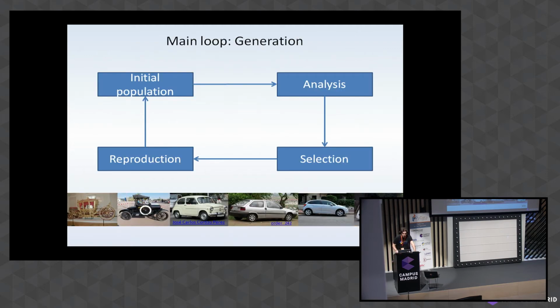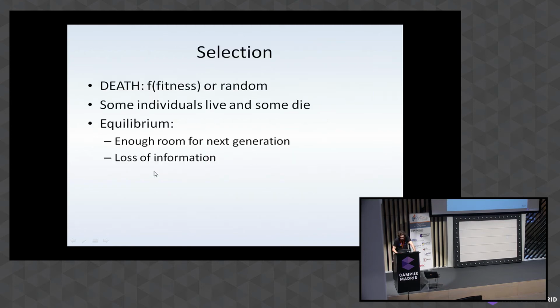So every loop is called a generation, because it's like a generation of animals or persons or whatever. We start with a population, then we analyze the population, we select and kill individuals, and then we reproduce the survivors in order to get a new population. Okay, the selection can be selecting the most fit, or it can be random. And we have to make an equilibrium between how many we kill and how many survive, in order to not lose a lot of information, but at the same time get room for new individuals.